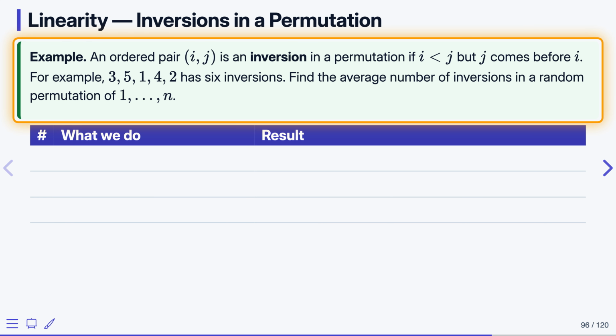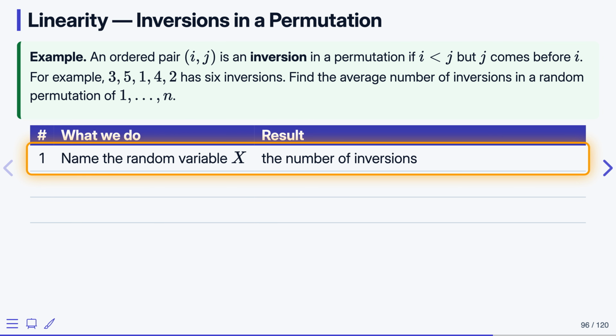Another use of linearity. An inversion is a pair that is out of order. i is smaller than j, but j appears first. We want the average number of inversions in a random permutation. Step 1. Name the random variable. X counts the inversions in the permutation.